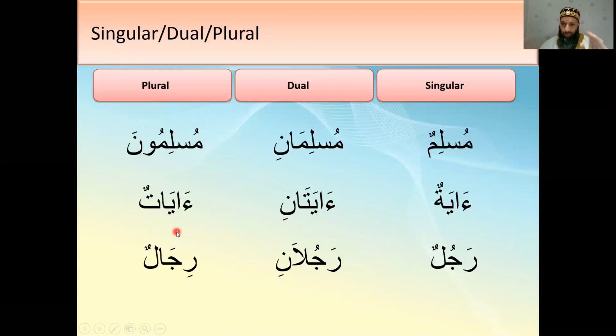So what I want to just show you in this slide is you have a word for singular. You have a word for 2 of those, whatever you're talking about. So Muslims, there's 2 Muslims. This word Muslimani means 2 Muslims. It doesn't mean 1, it doesn't mean 3 or more, it means 2 Muslims. So there's a special word for dual, 2, and there's then a separate word for plural. Are you happy so far?